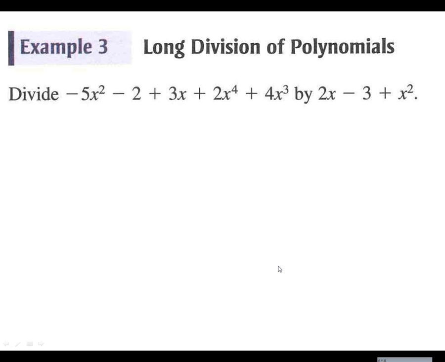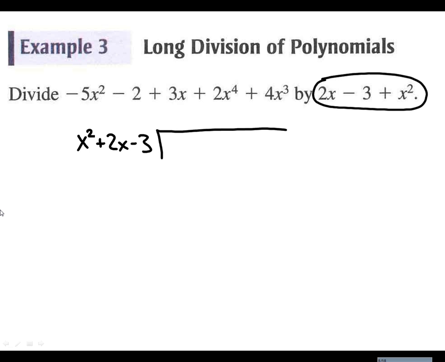All right, let's try one more example, slightly more difficult this time. They're not going to be in order, so we're going to have to rearrange these so that they are descending from greatest to least power. So x squared is your largest degree, largest power, and then plus the 2x, then minus 3. Just rewriting it so it's in the right order.